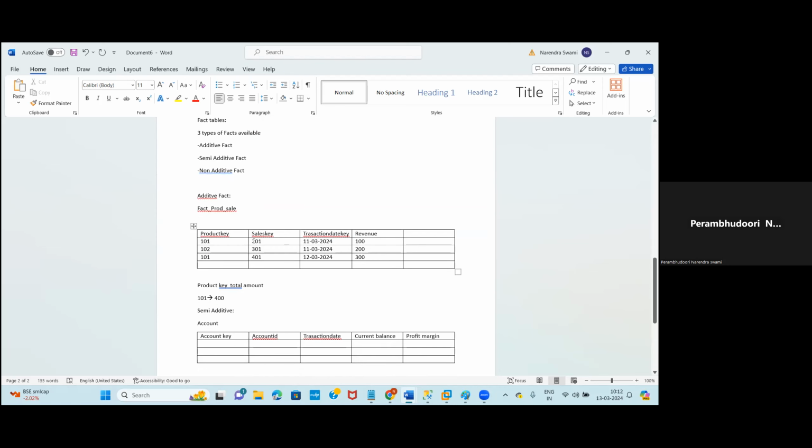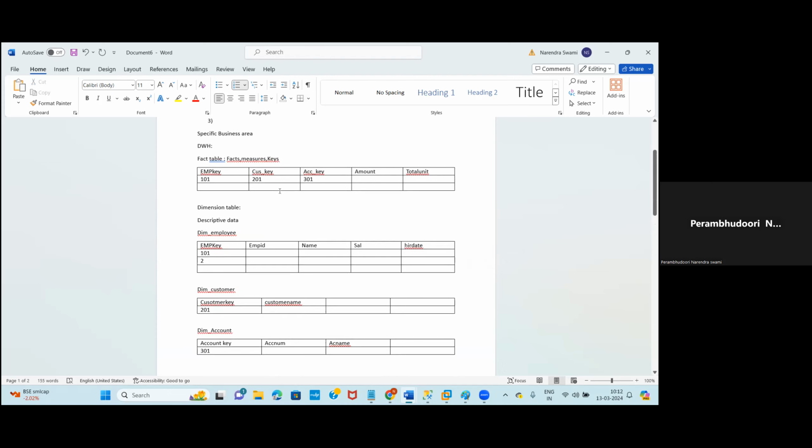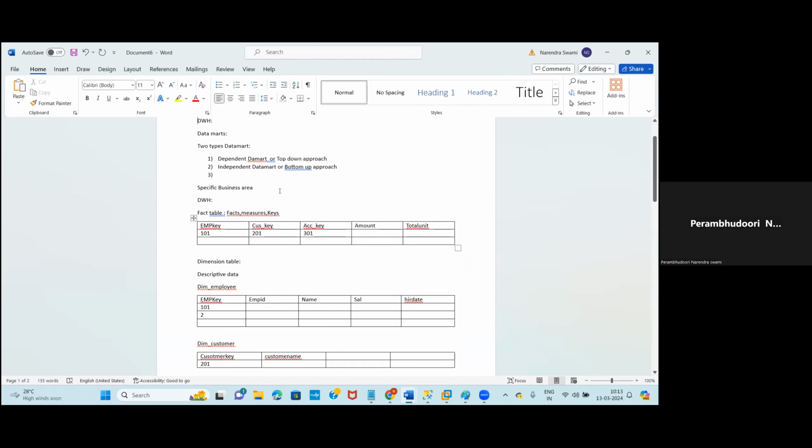And moreover, see here, the keys. These keys are something you are seeing in the fact table, right? These are known as surrogate keys. In a data warehouse, these are known as surrogate keys. Generally in a database we see IDs, such as employee ID, account ID, customer ID. These types of IDs will be there, but in a data warehouse we will have keys as primary keys, and those are known as surrogate keys.